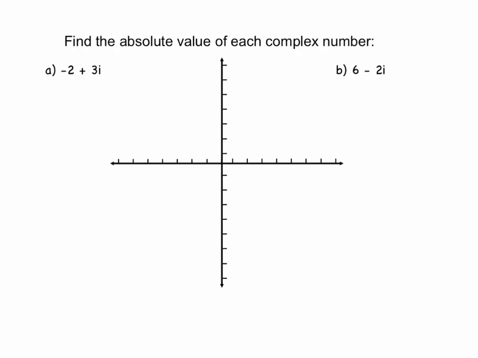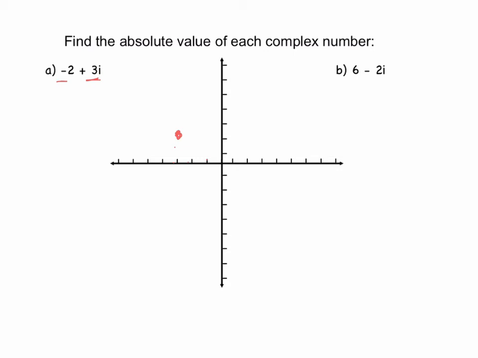So we're going to find the absolute value of each of these complex numbers, starting with negative 2 plus 3i. And the first thing we're actually going to do is graph. In the homework, you're going to have to do a little bit of both. So if I'm going to plot it first, I would start at 0, 0, and then go left 2 for the negative 2, the real part, then up 3 for the imaginary part. So left 1, 2, up 1, 2, 3 would put my point up here in quadrant 2.